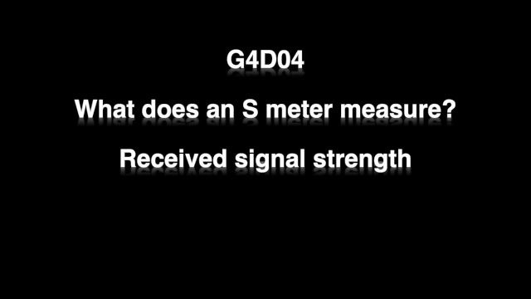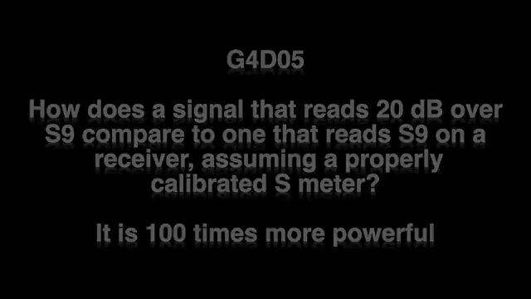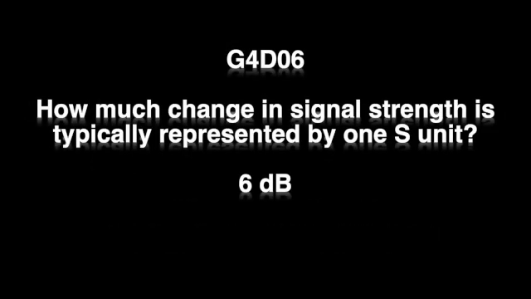G4D04. What does an S-meter measure? Received signal strength. G4D05. How does a signal that reads 20 decibels over S9 compare to one that reads S9 on a receiver, assuming a properly calibrated S-meter? It is 100 times more powerful. G4D06. How much change in signal strength is typically represented by 1 S unit? 6 decibels.